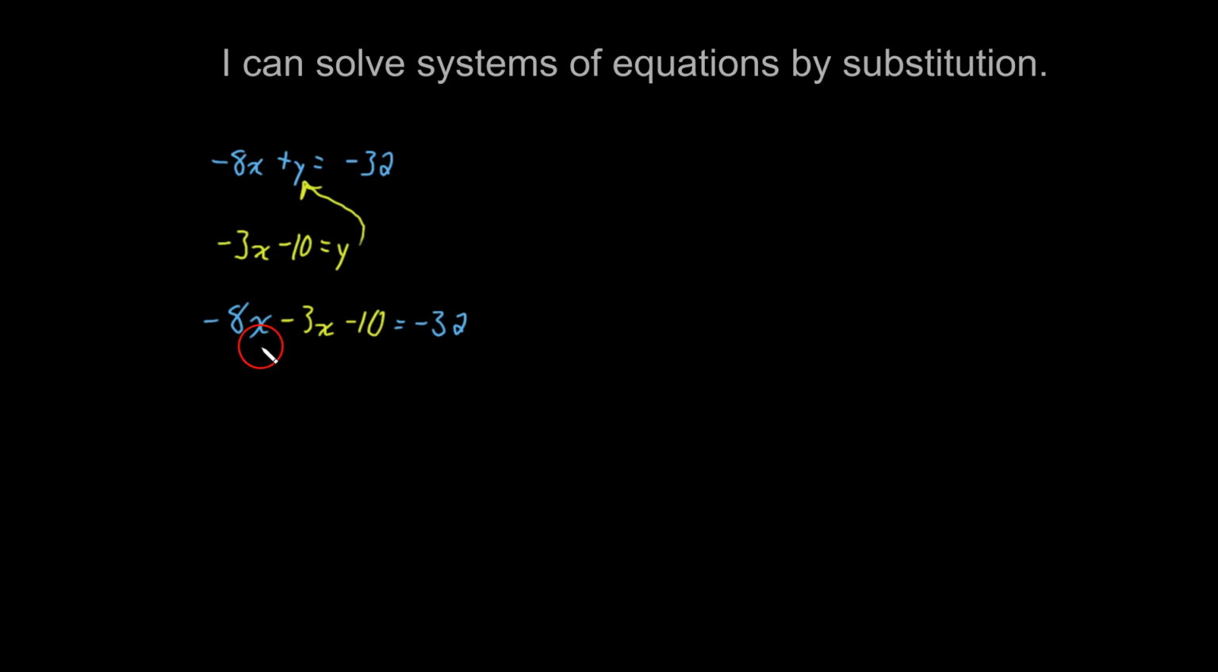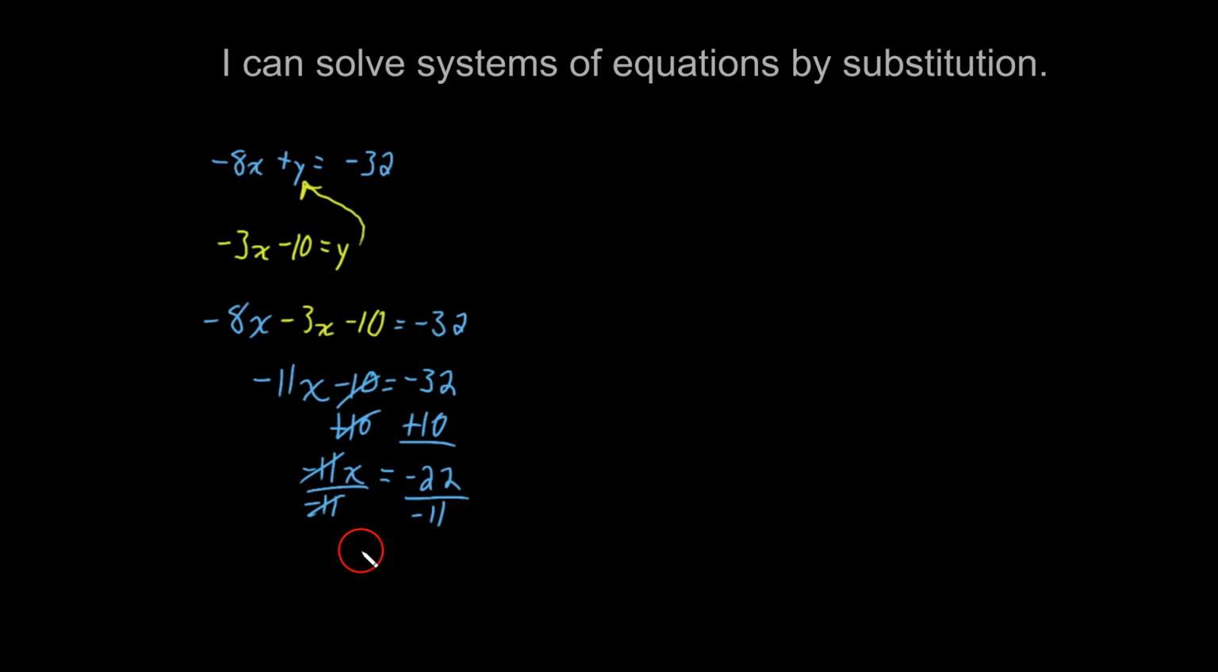So we substituted negative 3x minus 10 in for y and kept the rest of the equation the same. So now we can just combine like terms. So we get negative 11x minus 10 equals negative 32, and we'd add 10 and add 10. We get negative 11x equals negative 22, and we divide by negative 11 and divide by negative 11, and we get x is equal to 2.